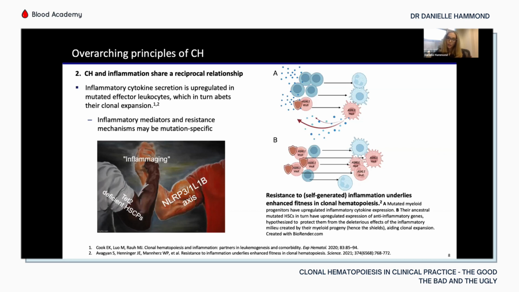And so again, this really is just emphasizing at a preclinical level how much of a feed forward loop this is, although the exact mediators and consequences of this are likely to some extent mutation specific.